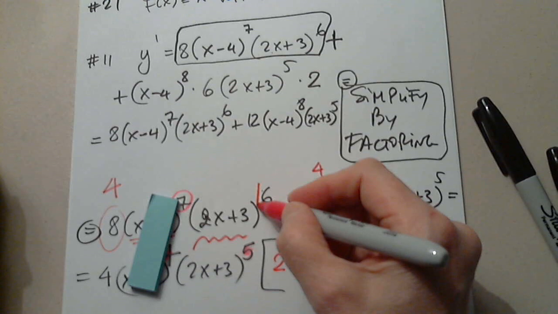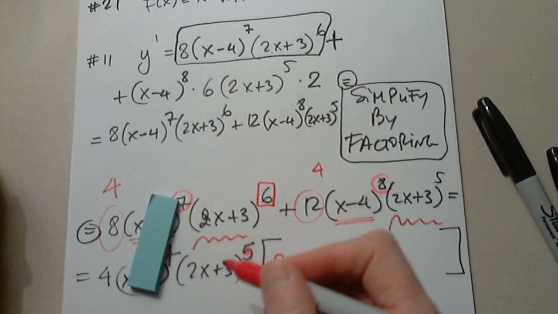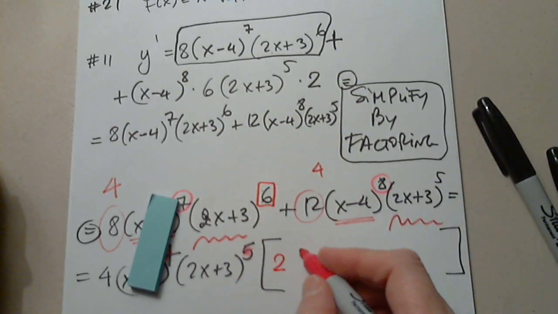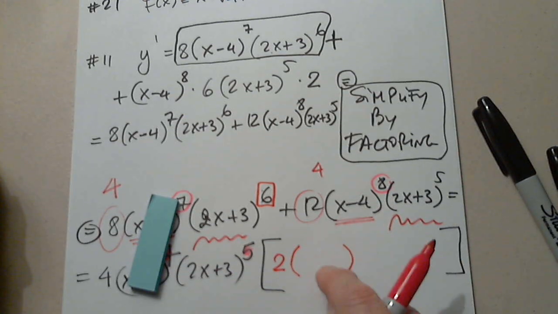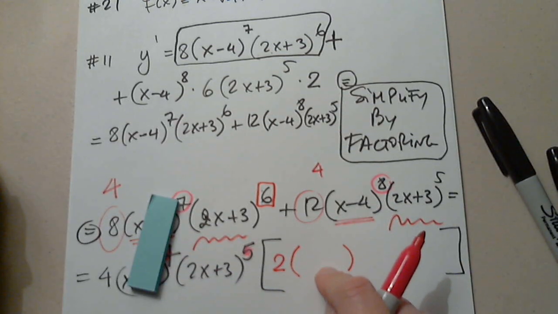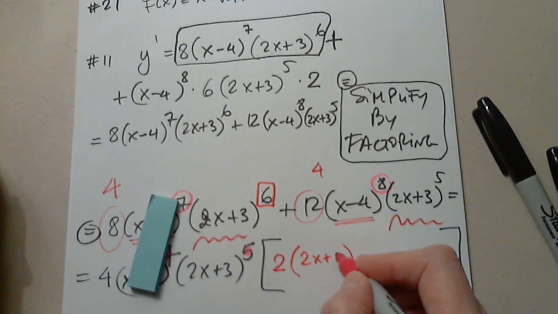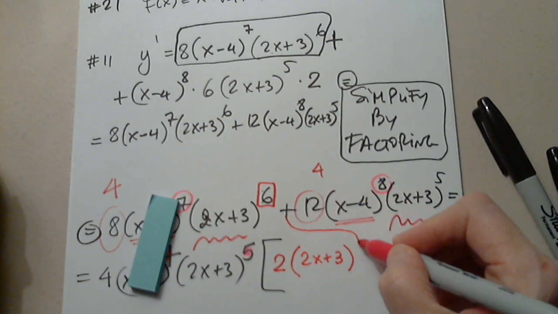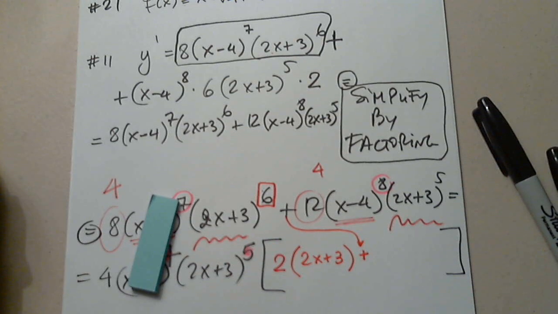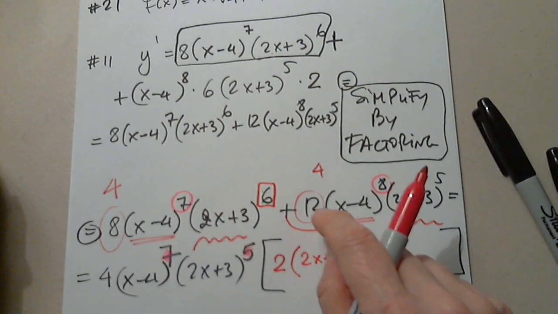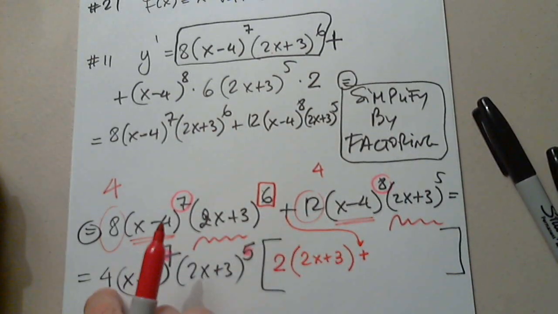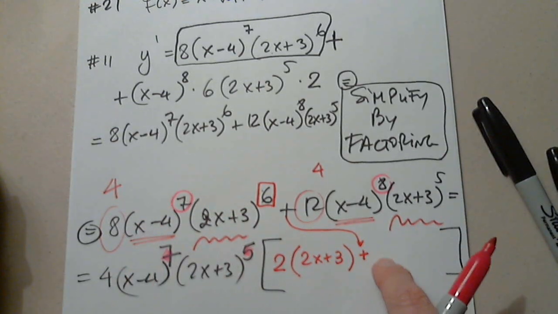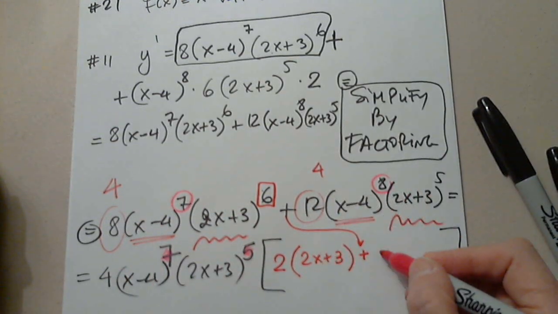But from 6, I removed 5. How many more are left inside? Just 1. Just 1. So 1, 2x plus 3. I reached the plus sign. Now, from 12, I removed 4. 4 times what is 12?